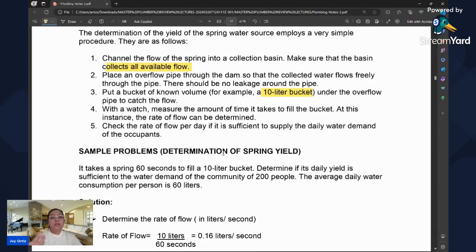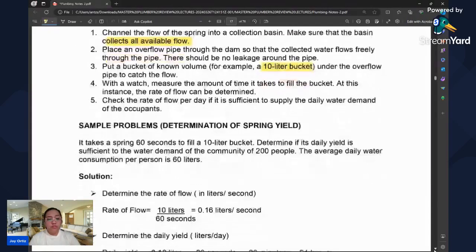First, you need to channel the flow. You need to know kung nasaan. Tapos collect mo sa basin. And number two, place an overflow pipe through the dam so that the collected water flows freely through the pipe. And put the bucket and so on, until you check the rate of flow per day.